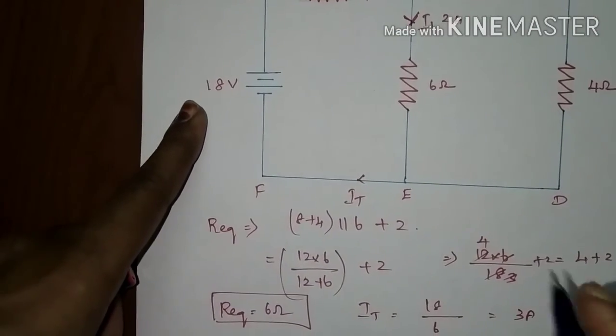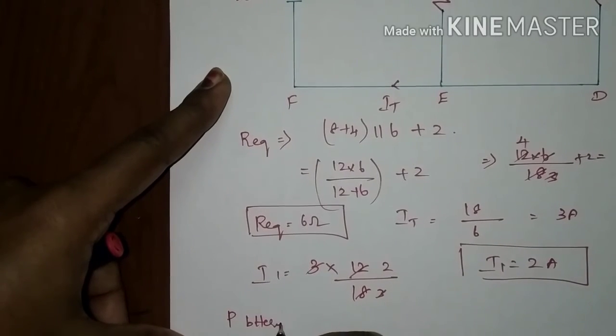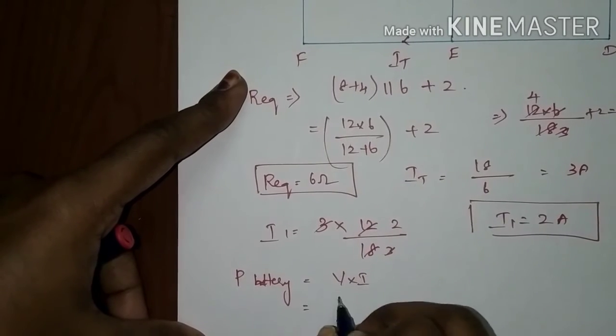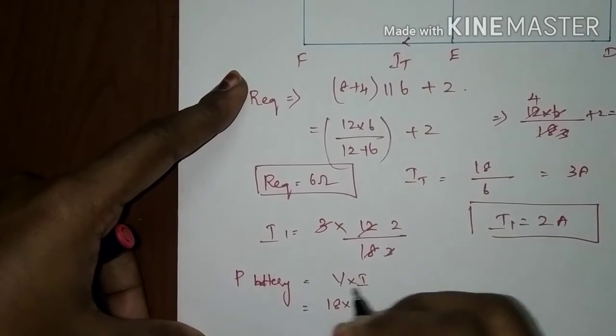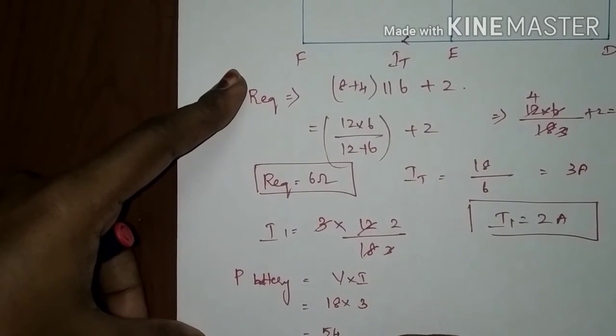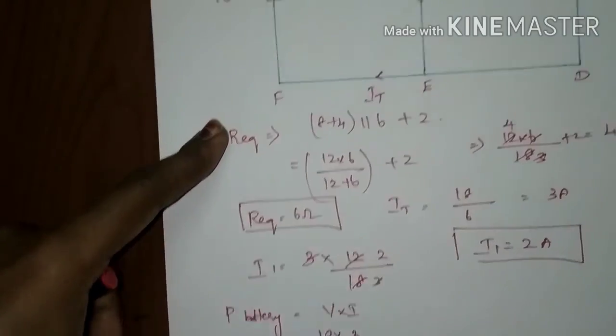Now they have asked for the power delivered by the battery. Power delivered by the battery is voltage into current. The voltage given by the battery is 18 and the current supplied by the battery is 3. So the total power delivered by the battery is 54 watts.